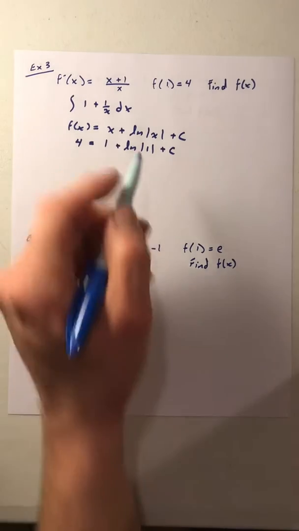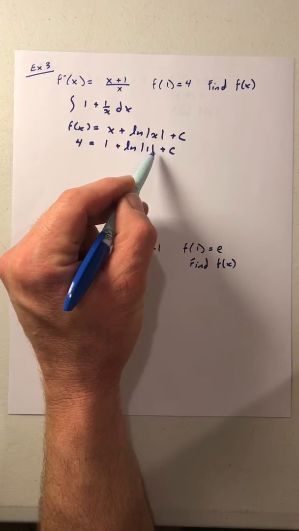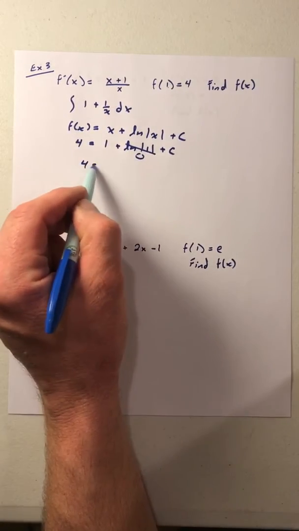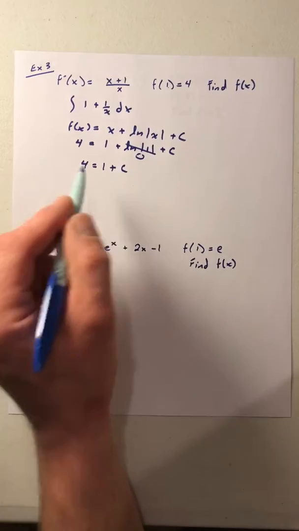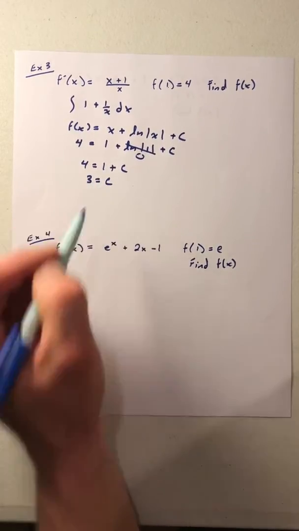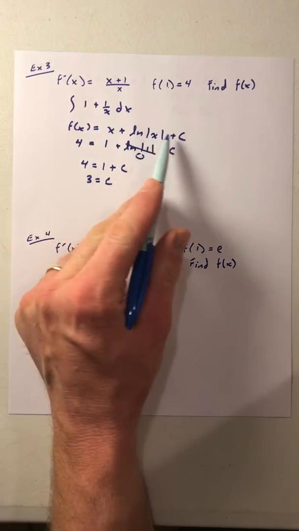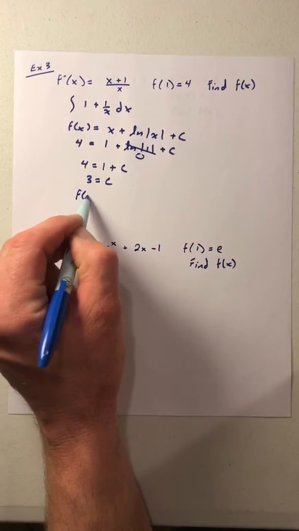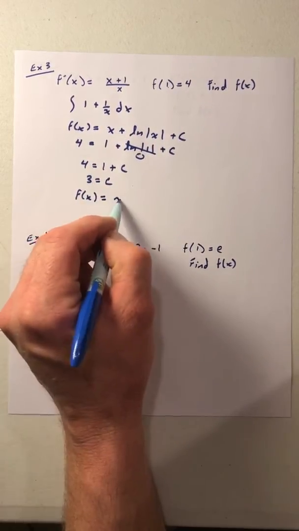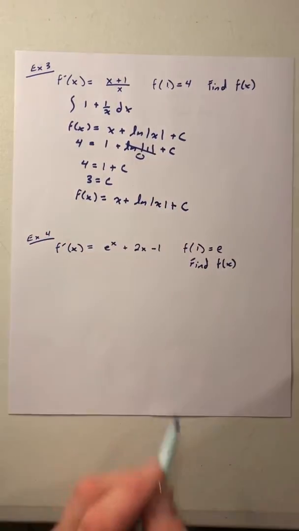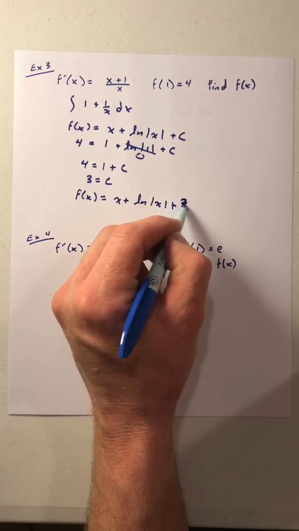Natural log of 1, conveniently enough, is going to be 0. So we have 4 equals 1 plus c. So 3 equals c. If 3 is going to equal c, we can replace that into the original function. So we end up with f of x equals x plus the natural log of x plus 3. That's a 3, not a c.